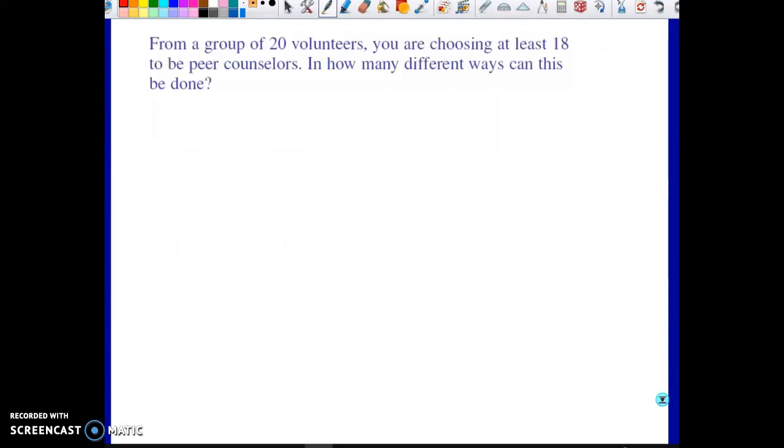From a group of 20 volunteers, you're choosing at least 18 to be peer counselors. That's very important. I forgot to read that word. At least 18 to be peer counselors. And how many different ways can this be done?